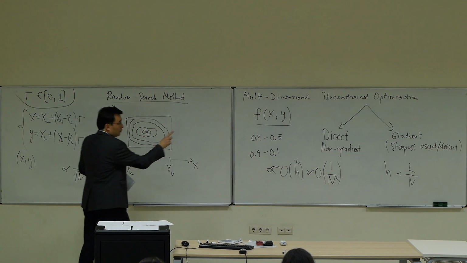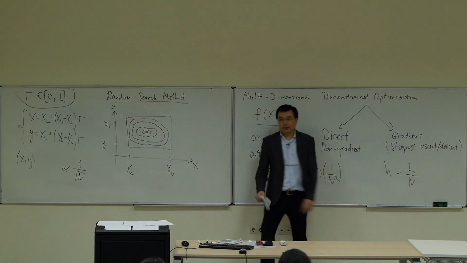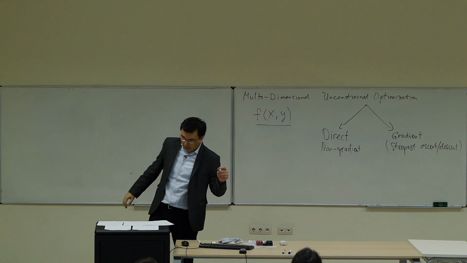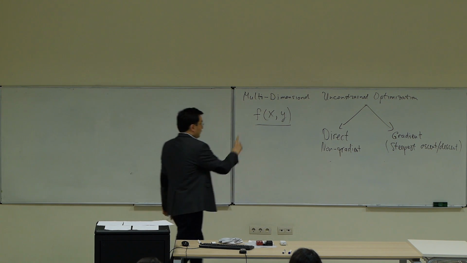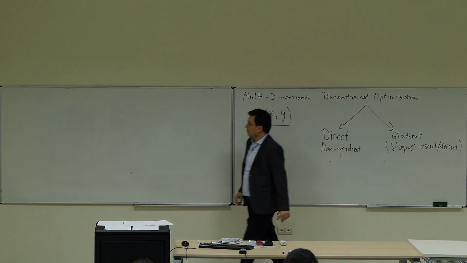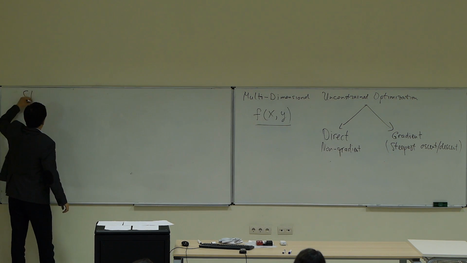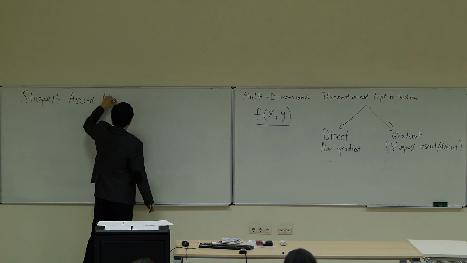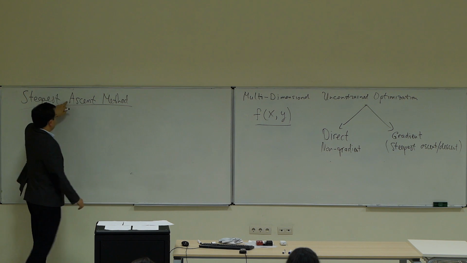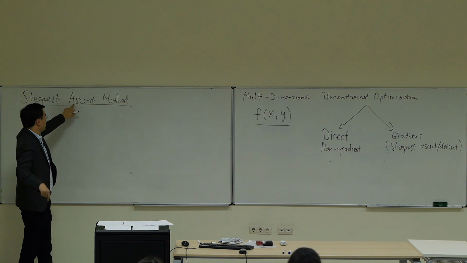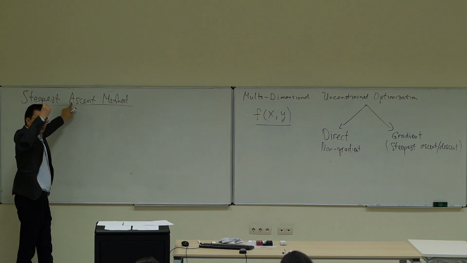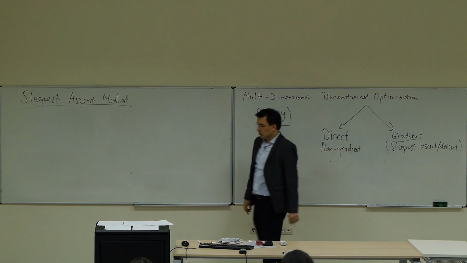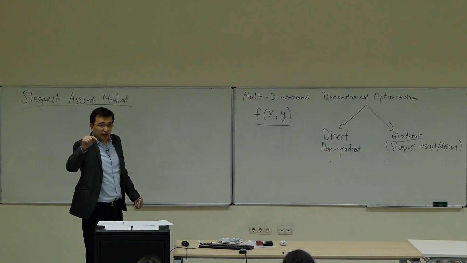So let's move forward and talk about a gradient method. Specifically, what we're going to discuss is called the steepest ascent method. Sometimes it's also called the descent method. When you are looking for a minimum, it's called descent method. Since we are looking for a maximum, sometimes it's called ascent method. All right, what's the idea about this? As I said, this method relies on gradient. So let's first remind ourselves what gradient is.